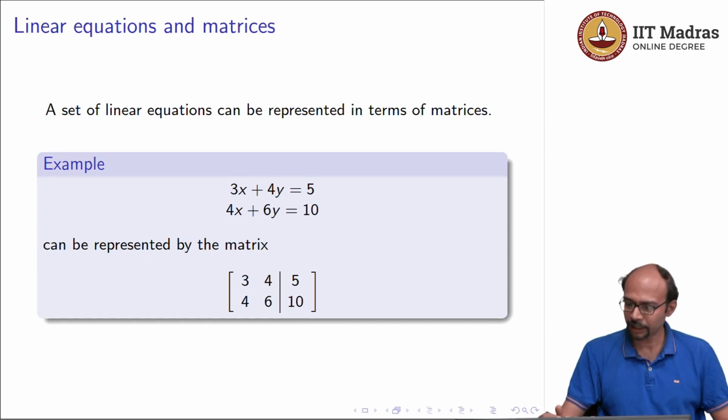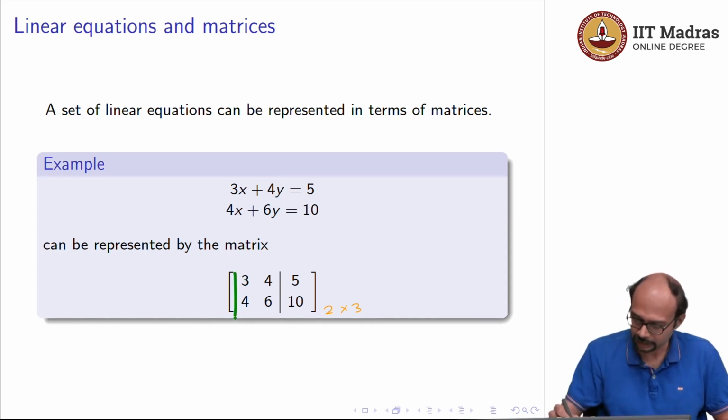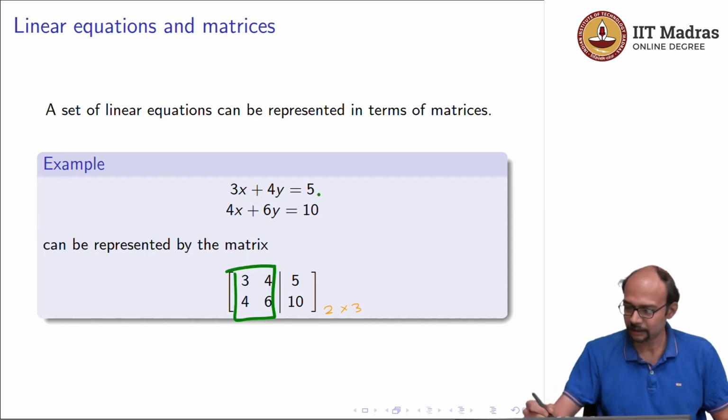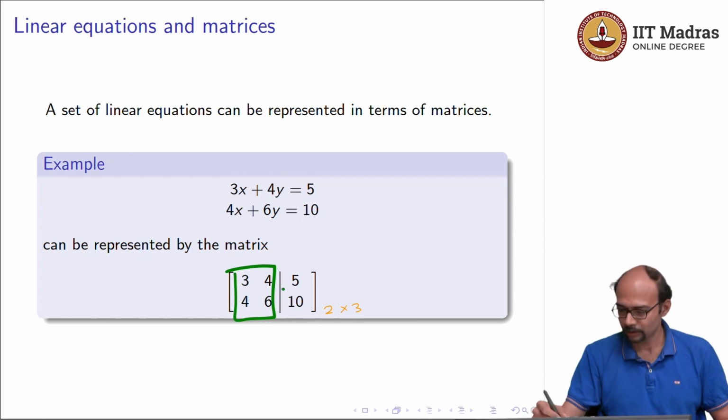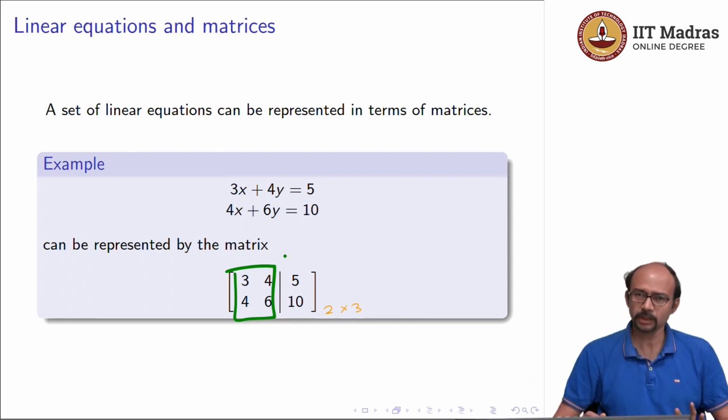The corresponding matrix is this matrix, which has 2 rows and 3 columns. I'll emphasize the 3 columns here. The first 2 columns correspond to the coefficients of x and y. So 3, 4 and 4, 6, that's the part that's coming over here. And then the entries that are on the right beyond the equals are in the last column. This middle line is just for our own sake.